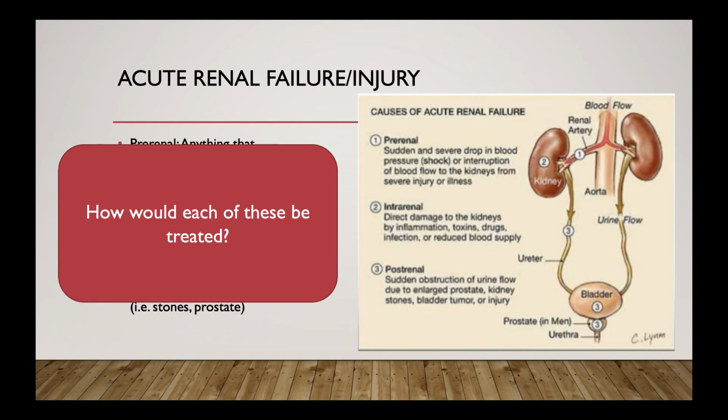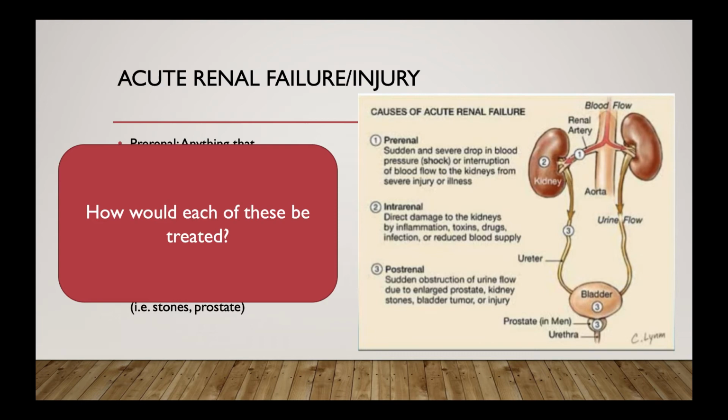Intrarenal, this is a little bit trickier. You've got damage to your kidney, and it could be a whole bunch of different reasons. But let's say you have a pyelonephritis, that's an inflammation and infection in the kidney. You're going to treat it with antibiotics. If it's a transplant rejection, you're just going to have to take that kidney out. Thankfully, we have 2 of them, right?